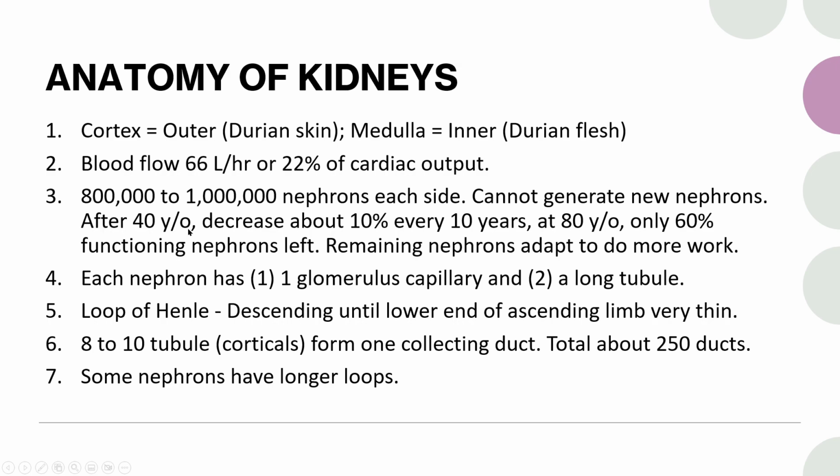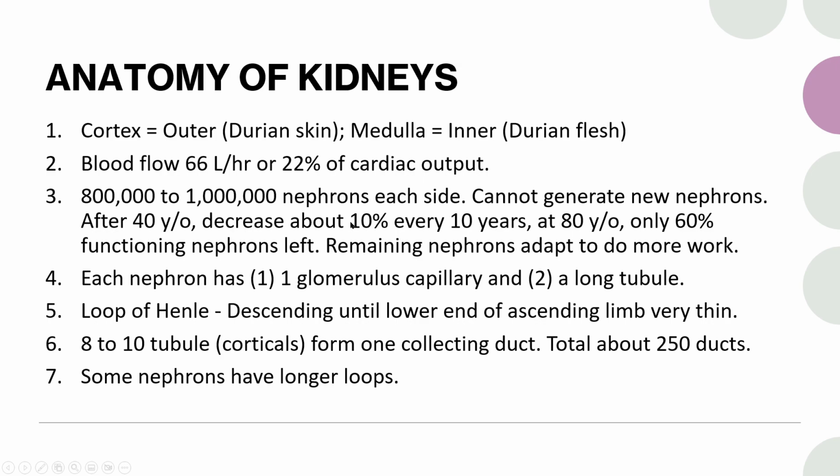And after 40 years old, the kidney function will decrease by about 10%. The nephrons will die by themselves. About 10% will die every 10 years. So by the time a person reaches 80 years old, only 60% of the nephrons are left. But it is not a problem, unless you are an athlete, let's say you are a sportsman, then of course you cannot have this. You won't like it. But for normal work, the remaining nephrons can do the work, not a problem, because we have excess capacity.